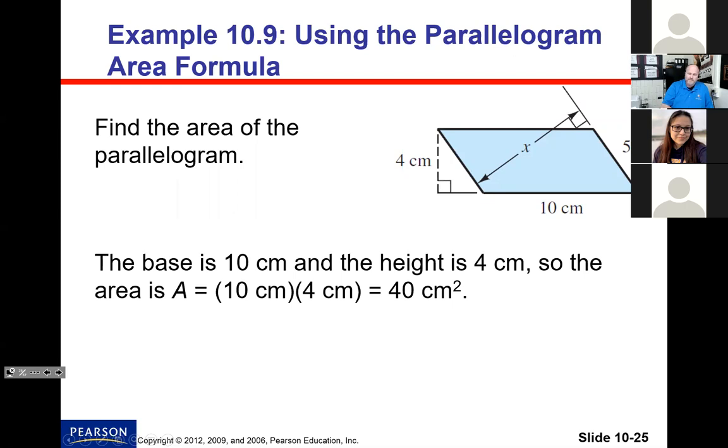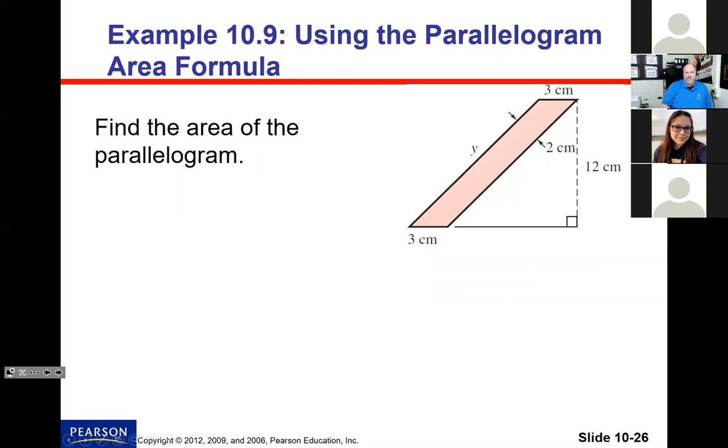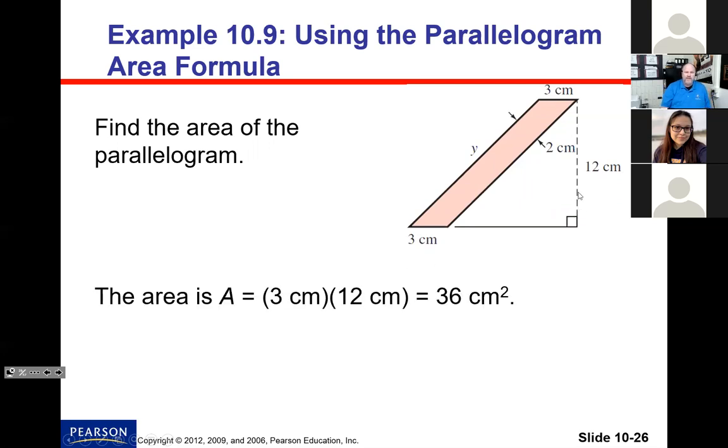Here's another parallelogram. Let's take a look at this one. Still a parallelogram. We got 4 measurements on here. Oh boy. What are the only 2 we need? 3 and 12, right? Because we need the base, which is 3, and the height, which is 12. 3 times 12 gives us 36 square centimeters, or centimeters square. Doesn't matter how you say them.